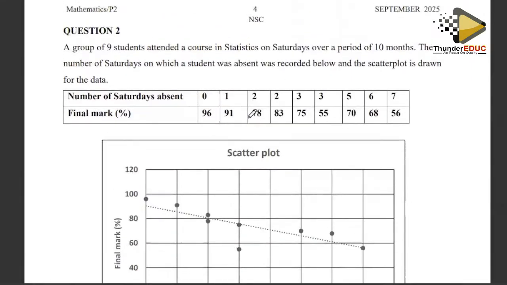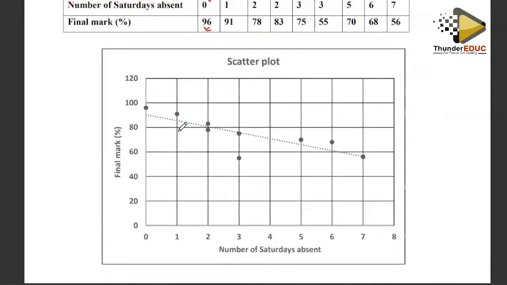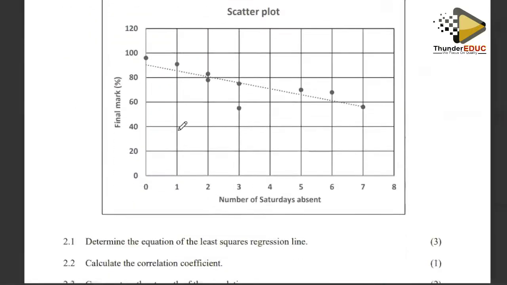Question number 2. A group of 9 students attended a course in statistics on Saturdays over a period of 10 months. The number of Saturdays on which each student was absent was recorded, and a scatter plot was drawn. If the student was absent for no day, we get a 96%. For 1 day, it's a 91. So we are literally saying that the more the absenteeism, the lower the marks. So they drew the scatter plot for us.